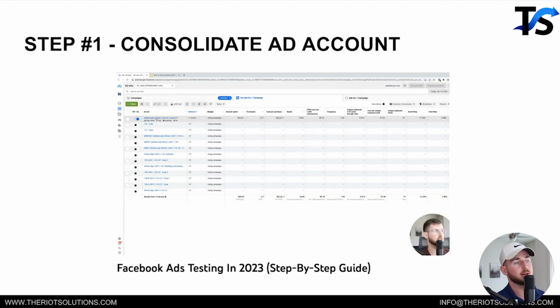And also, if you're wondering how to consolidate the ad account, how we set up that 1 campaign strategy, make sure you watch the video Facebook ads testing in 2023, of how we scale and test new ads in 1 campaign in a CBO, and it's drastically improved their performance.